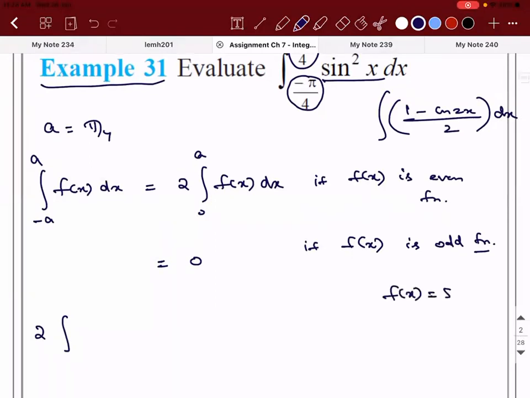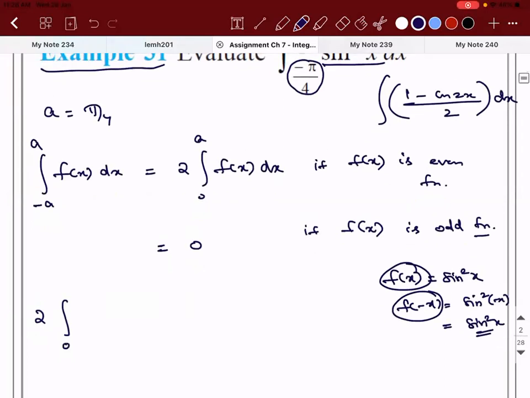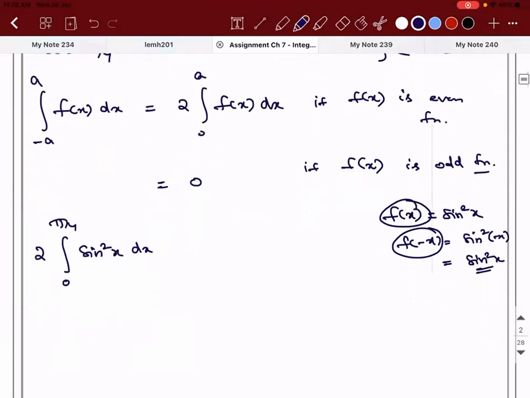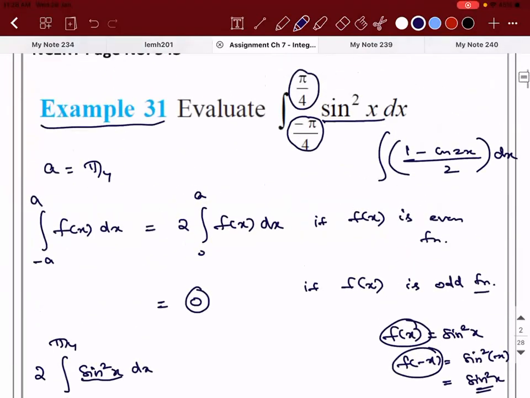So can I write this as 2 times the integral of, see, if I take f of x as sine square x, then f of minus x will be sine square of minus x, that is sine square x only. So f of minus x is the same as f of x. So here I am going to have 2 times the integral of 0 to pi by 4 of sine square x dx. Had the function been an odd function, you could have directly written the answer as 0, but unfortunately we have an even function. So we are supposed to solve this problem using the traditional method only.